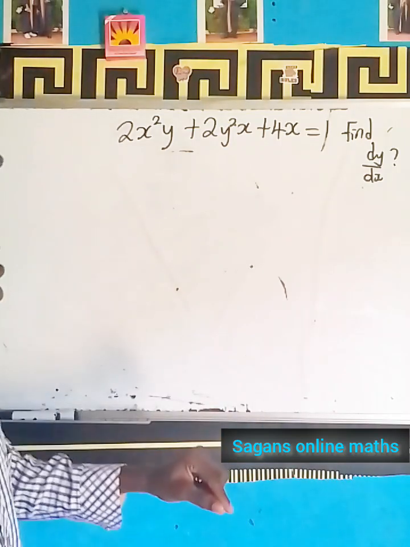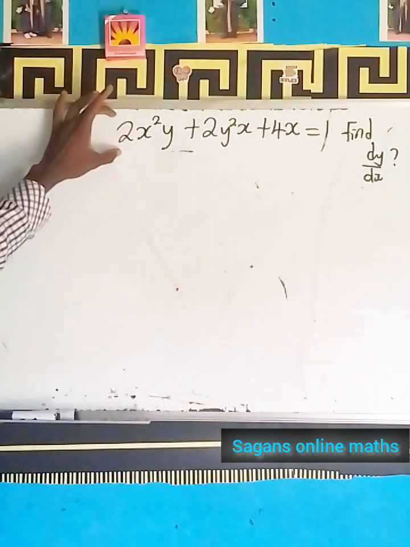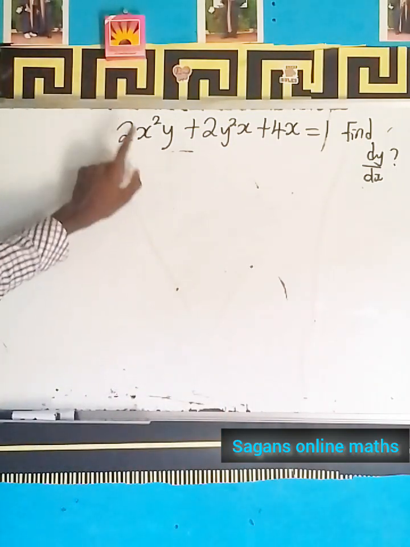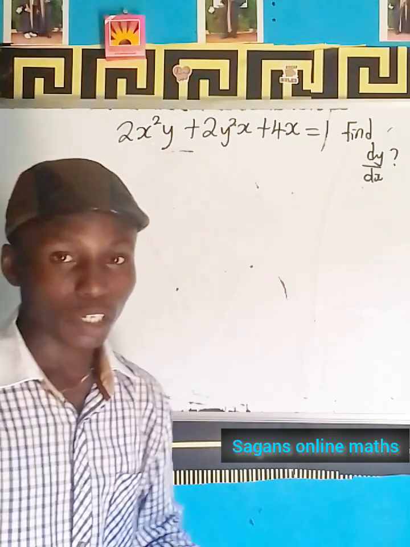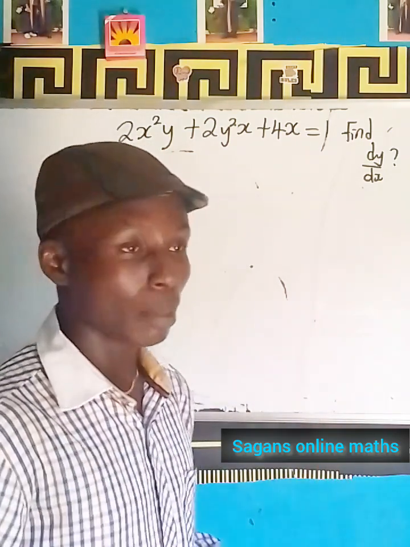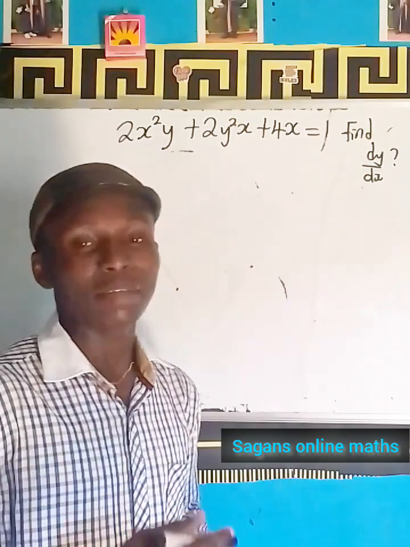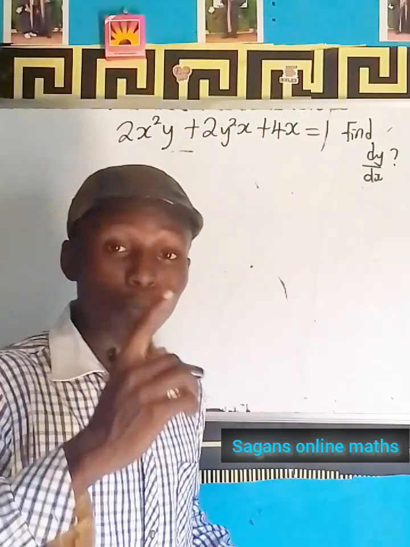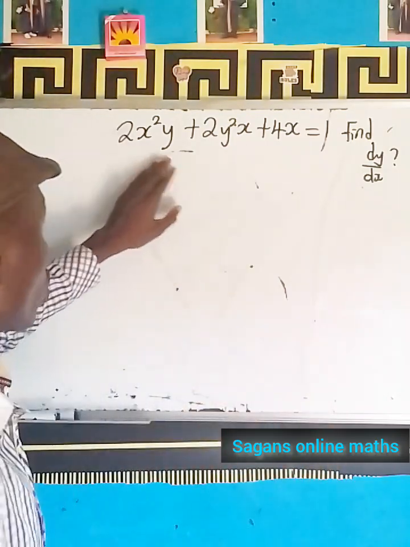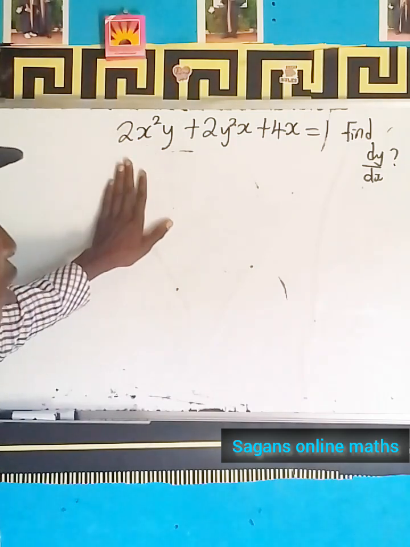Given any function, you are given two unknown variables, you are asked to differentiate. Know that this is what implicit means. Remember that implicit simply means when you are differentiating two variables at a time, while explicit means when you are differentiating one variable at a time. But here we are differentiating two variables at a time, so it's implicit.